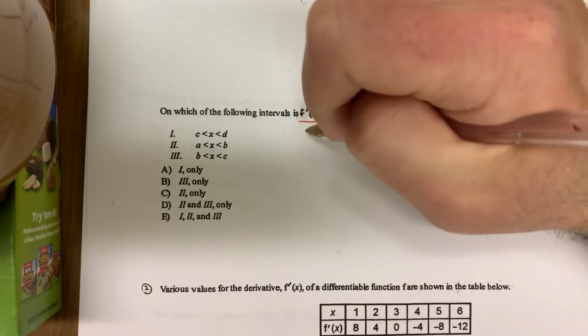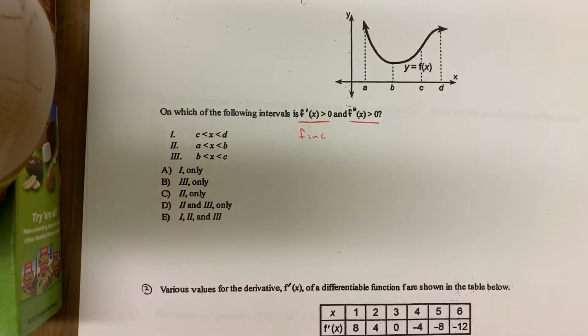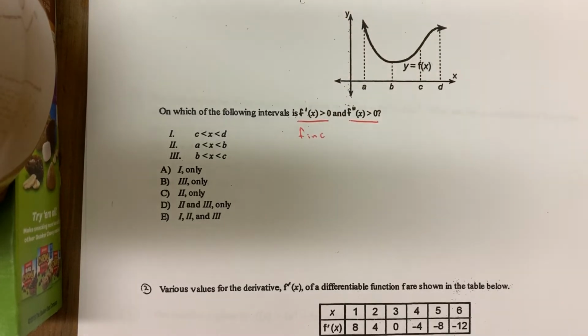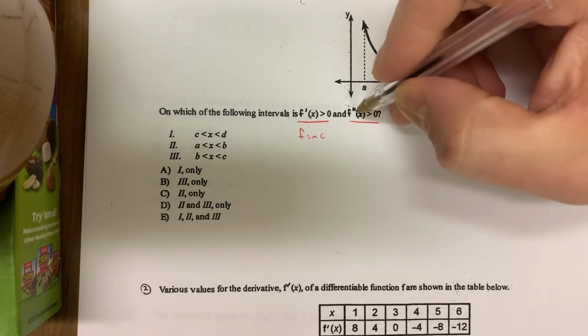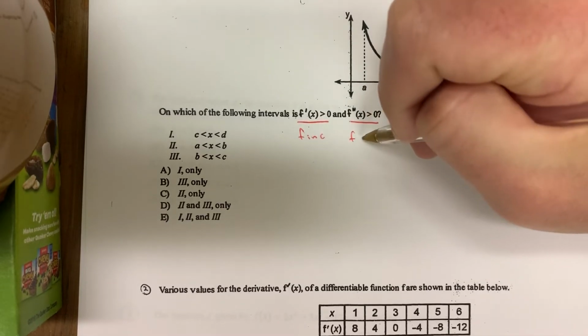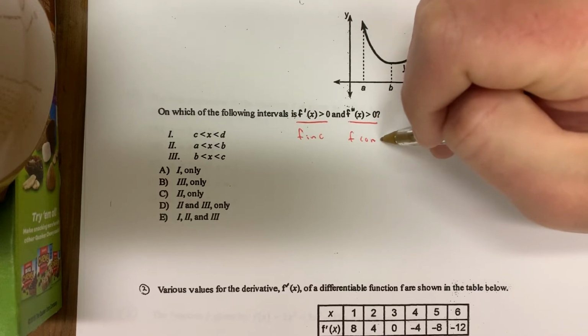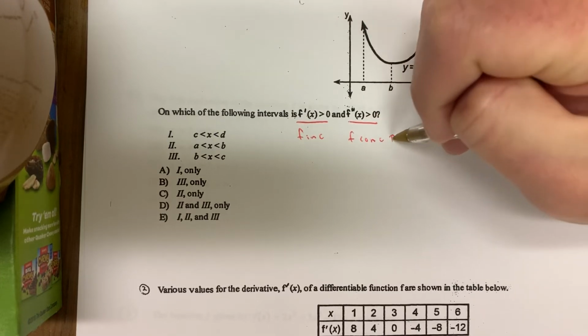If f prime is positive, that means the slope of f is positive, the rate of change of f is positive, the y values of f are getting bigger, f is increasing. But if f double prime is positive, that does not necessarily mean that f is increasing. That means that f is changing at an increasing rate, okay? So this is actually f concave up, okay?